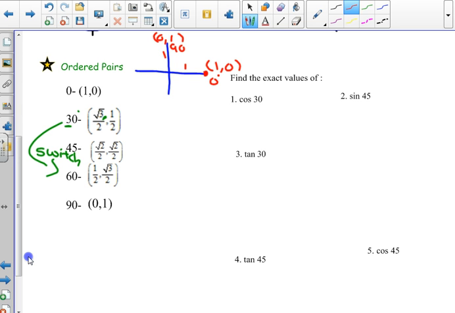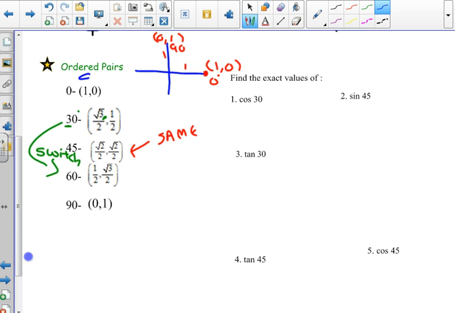What do you notice about the 45 degree? Good, they're all radical 2 over 2. They're both the same. So if you guys know that it's radical 2, the other one's going to be radical 2 over 2. The reason why we want to know this is because once you guys have your ordered pairs, it's very quick to find the cosine, sine, and tangent, rather than actually using SOHCAHTOA and Pythagorean theorem over and over again.